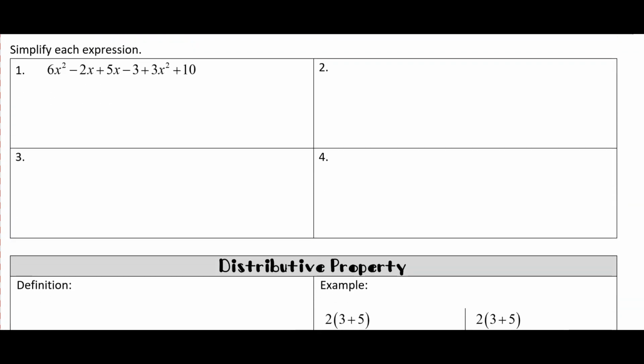So number 1, now this has got quite a few terms. This is a good time to have colored pens or highlighters, but if you don't have those, you can always just create different shapes. So we're looking for our like terms. So here we have 6x squared. So I'm going to look and see if I have any other x squared. So I have an x squared, and notice I'm going to take the positive in front of it. So this is 6x squared plus 3x squared. So when I combine 6x squared plus 3x squared, we're going to get 9x squared.